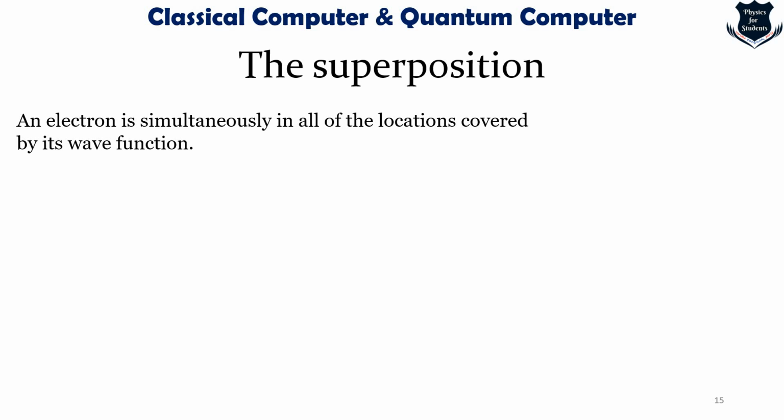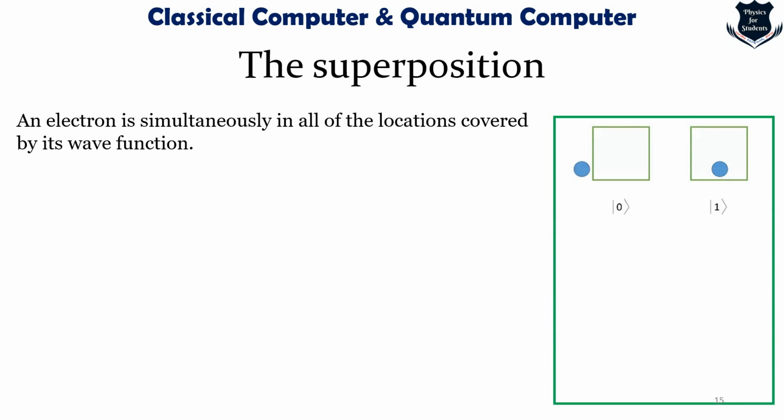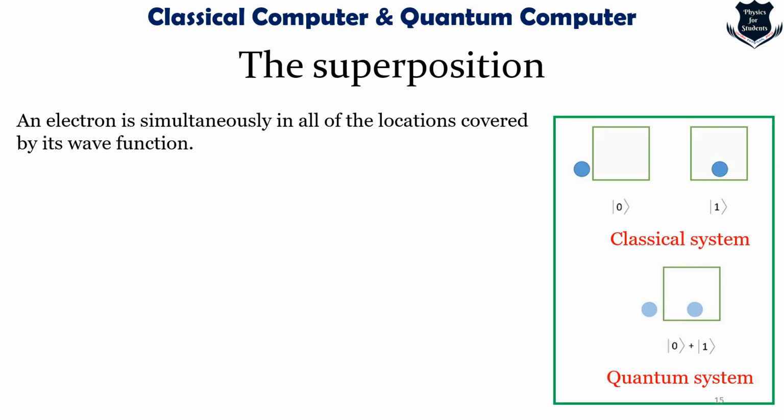So if we take a subatomic particle, an electron is simultaneously in all the locations covered by its wave function. And from here we get probability density, Max Born's statistics. I'm not going into that. So here are two balls, blue one, 0 and 1. In a classical system, it can be either outside the box or inside the box. But in a quantum system, it is 0 plus 1. That means it is present both inside and outside. And this is very counterintuitive.